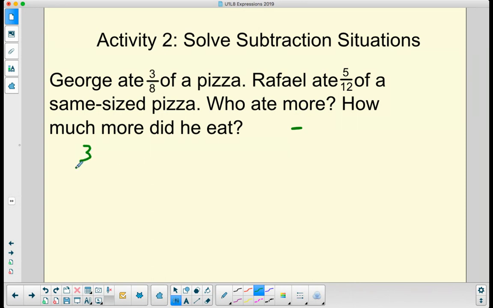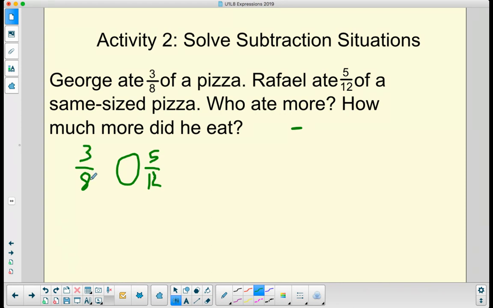3/8 or 5/12. So first thing I look at is my denominators. Do I have the same denominator? No. Numerators, do I have the same numerator? No. Then I'm going to use benchmarks.